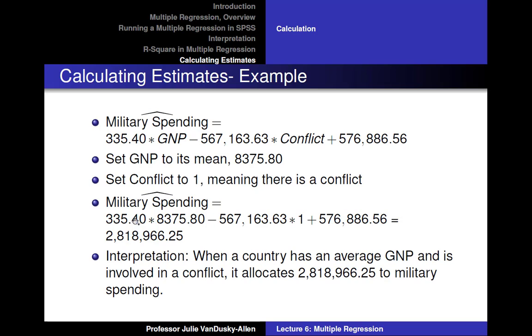Military spending hat equals 335.40 times 8375.80 minus 567,163.63 times 1 plus 576,886.56, which equals 2,818,966.25. To interpret this information, you would say when a country has an average GNP and is involved in a conflict, it allocates $2,818,966.25 to military spending.